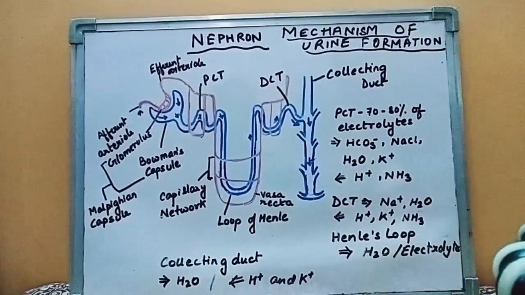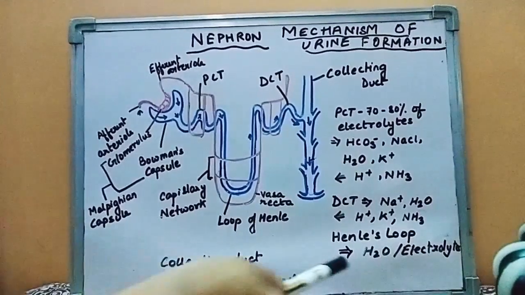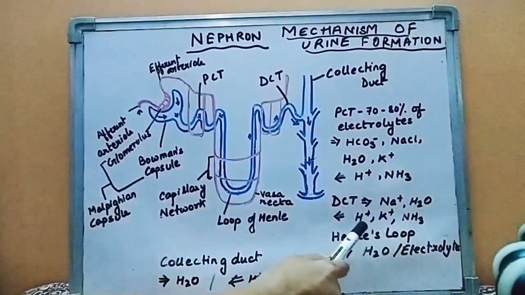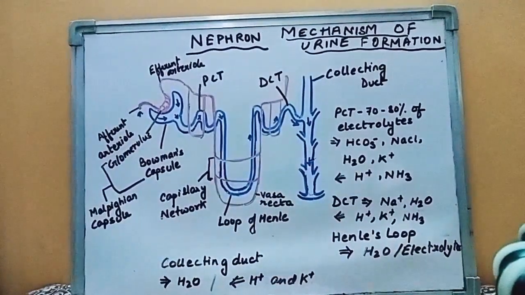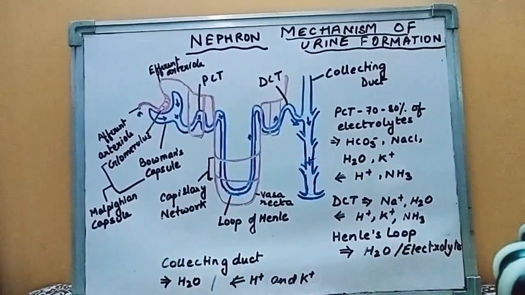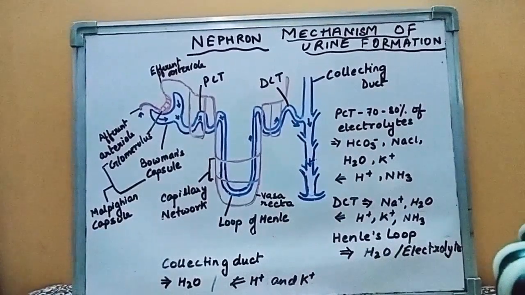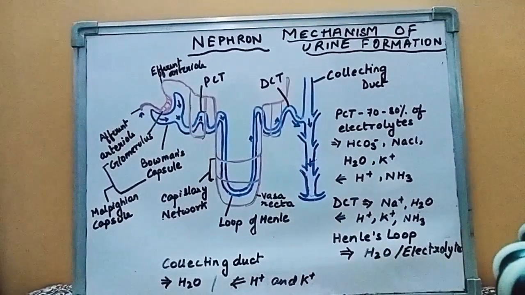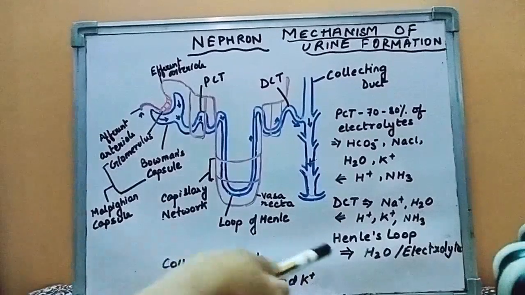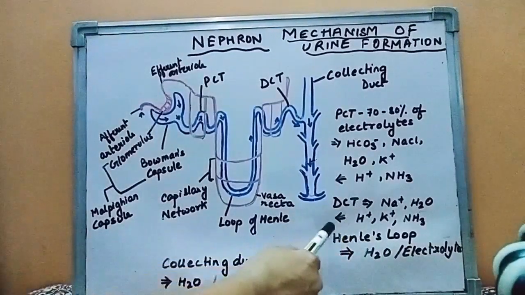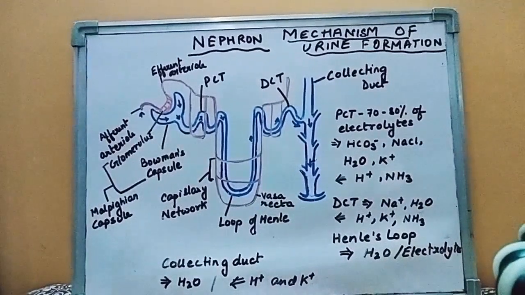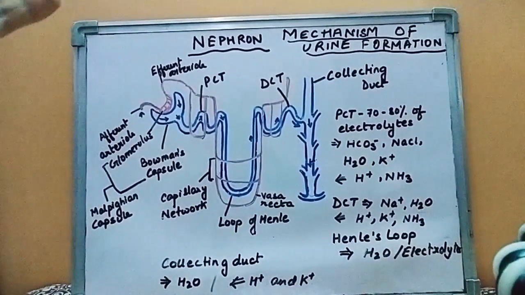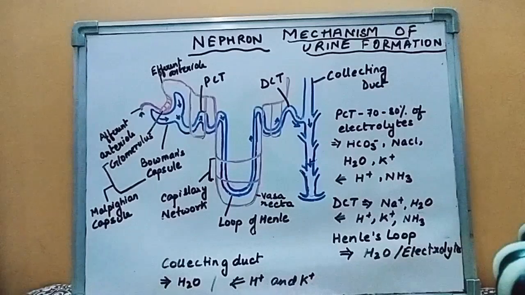The DCT helps in reabsorption of sodium, water, hydrogen, potassium and ammonia, and even a little amount of water. So we understand the DCT also helps in reabsorption. Next we have to understand that tubular secretion is also included. So please understand the arrows. So next, from the DCT, the filtrate ultimately is formed into urine.